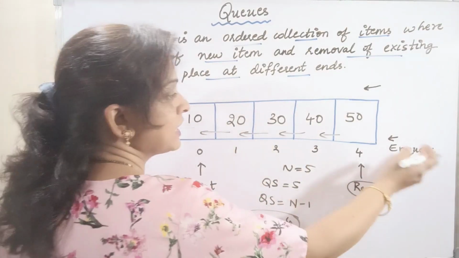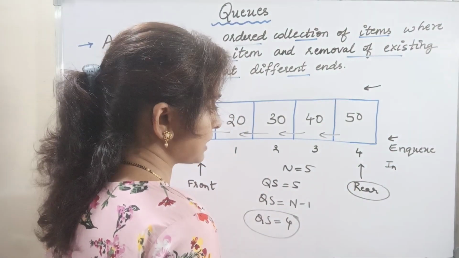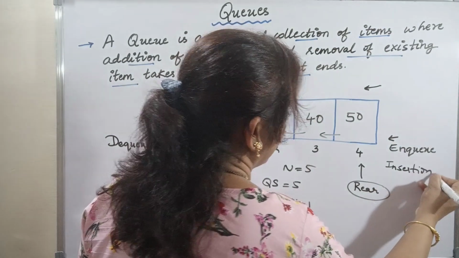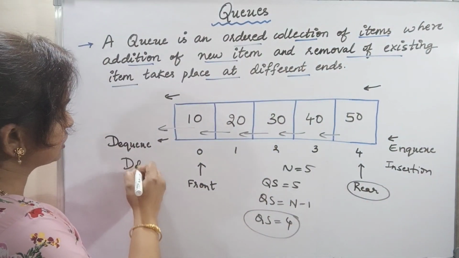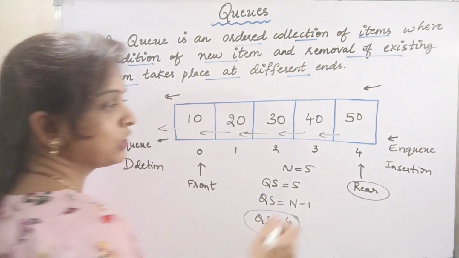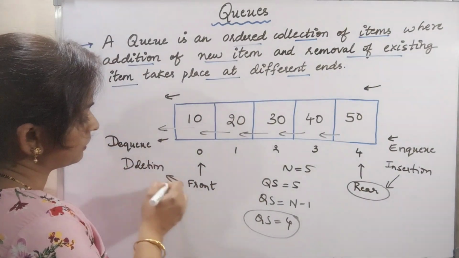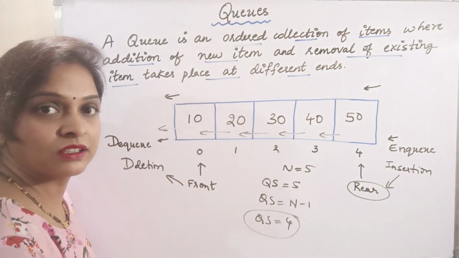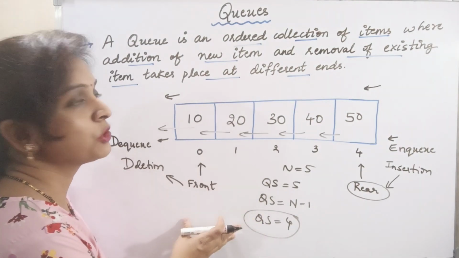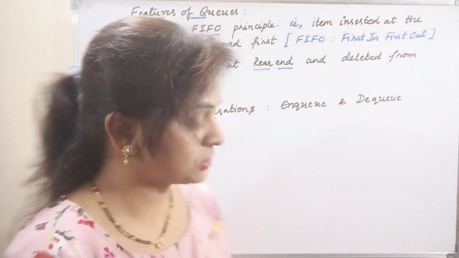So we call this as NQ, which is the insertion operation, and this is called as the deletion operation. So NQ and DQ. NQ from the rear end and DQ from the front end. So let us understand some more features of Q data structure.